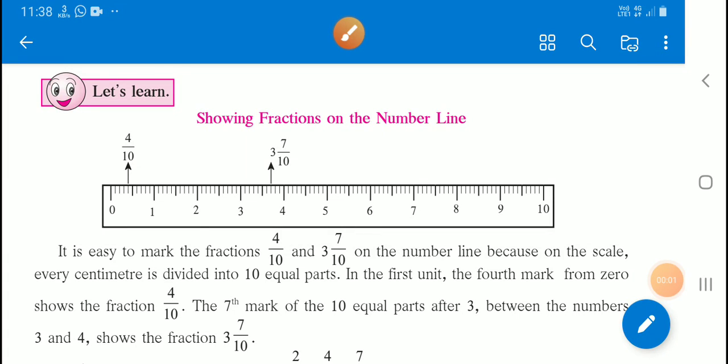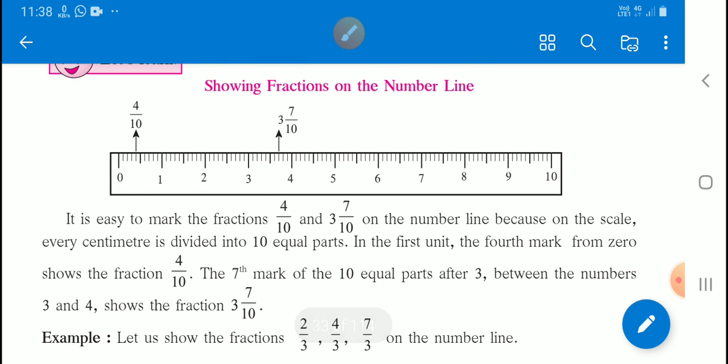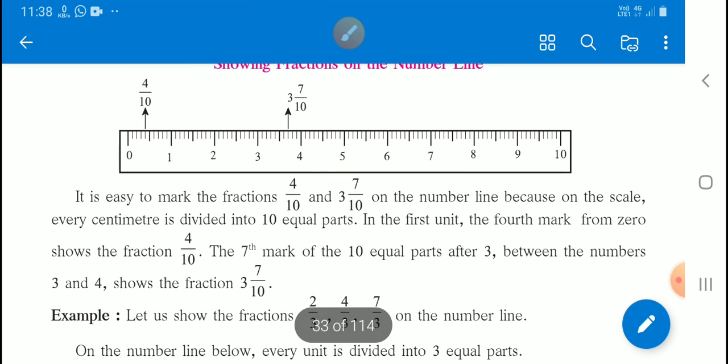Hi students, today we will see how to show fractions on the number line. Now look here, it is easy to mark the fractions 4 upon 10 and 3 and 7 upon 10 on the number line, because on the scale every centimeter is divided into 10 equal parts. Note that whatever denominator there is, we will divide 0 to 1 into that many parts. So here 10 parts will be there.